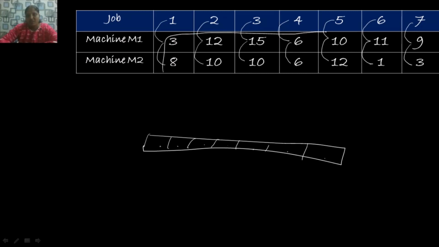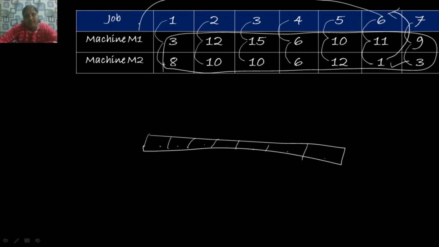First you have to find the minimum processing time among these values. Here the minimum processing time is 1 hour. This corresponds to job 6 on machine M2. If this value falls on machine M2, you have to place the job last in the sequence. That is, you have to place job 6 last in the sequence.